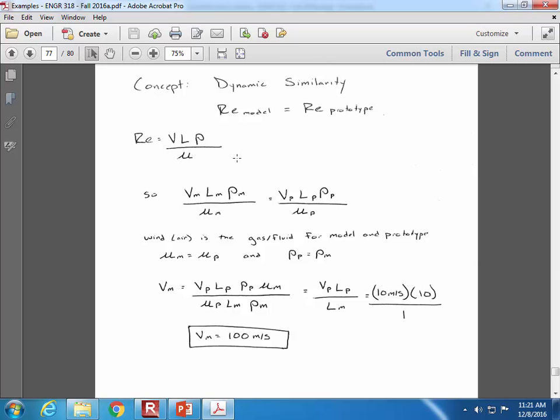And so what we want to do is relate the velocity that the model is going to experience, the velocity of air that's going to be going over the model, with some length parameter describing the model, the density of the fluid that the model is going to encounter, and the viscosity of the fluid that the model is going to encounter. And then we'll set all of those things equal to the same parameters but for the prototype.